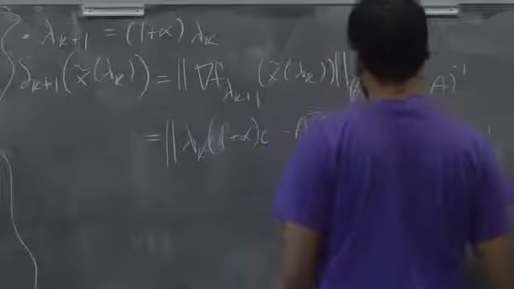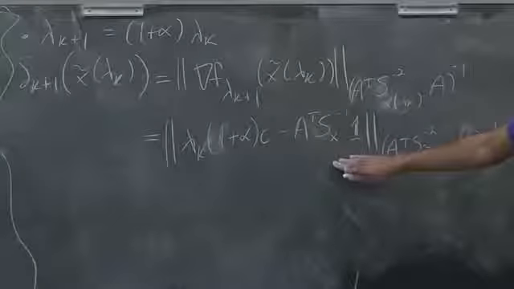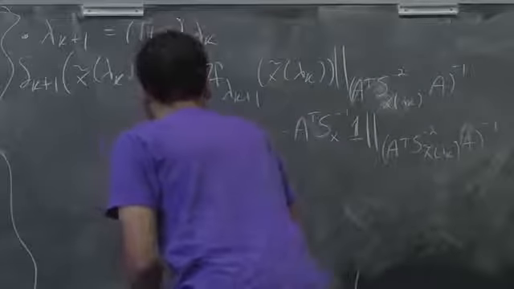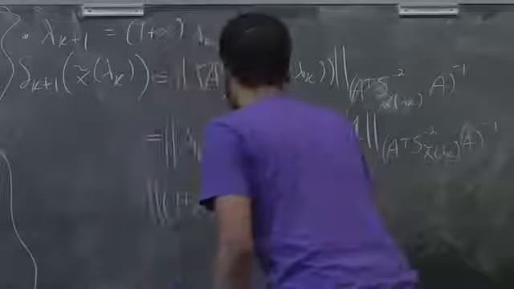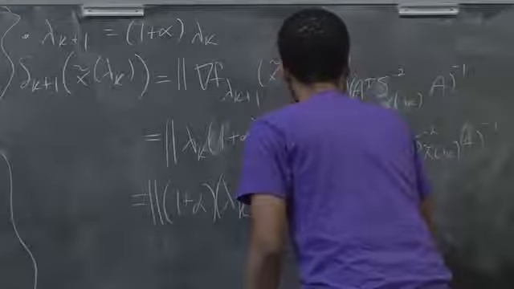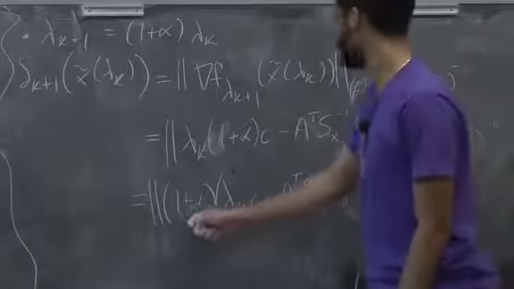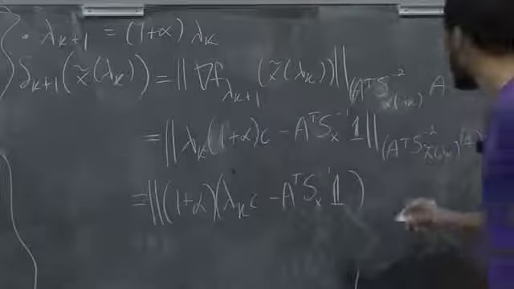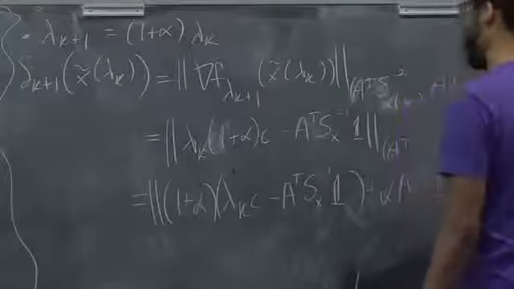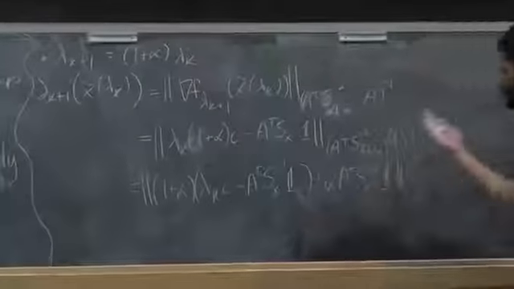Okay, and then now I want to basically add and subtract alpha times this matrix. So this is equal to 1 plus alpha times lambda k c minus A transpose S_x inverse 1's vector. But then we just subtracted alpha times this, so we better add alpha times it back, plus alpha times the same thing. And then, the usual Hessian inverse over there. And then now we do triangle inequality.